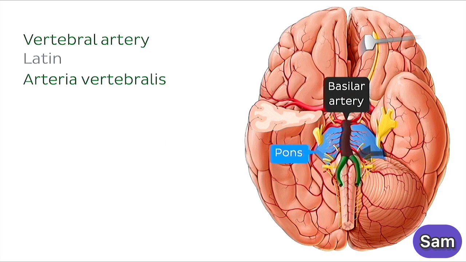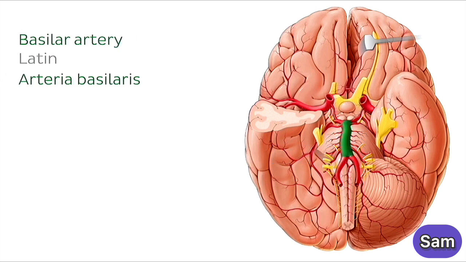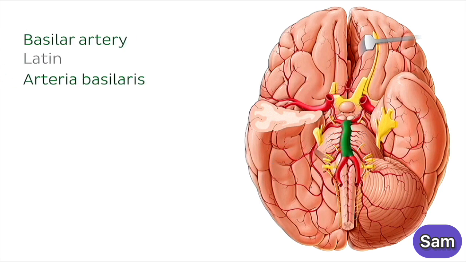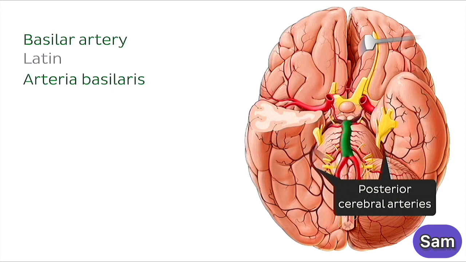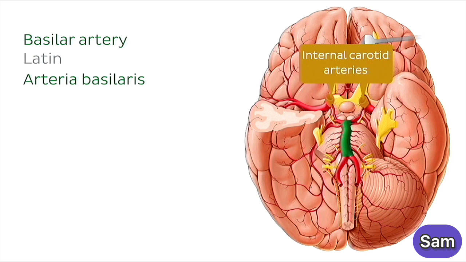The basilar artery then ascends along the ventral surface of the pons. This vertebro-basilar system gives origin to the other arterial circuit delivering blood to the brain, the posterior circulation of the brain. The basilar artery ends by bifurcating into the paired posterior cerebral arteries, which in turn join the posterior communicating arteries from the internal carotid arteries to complete the circle of Willis.